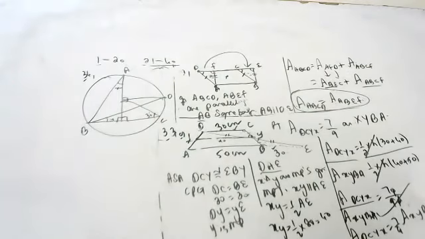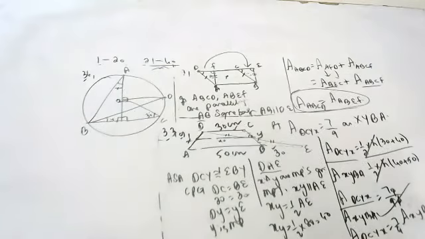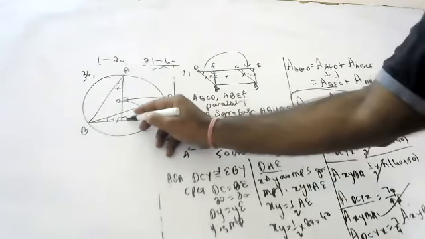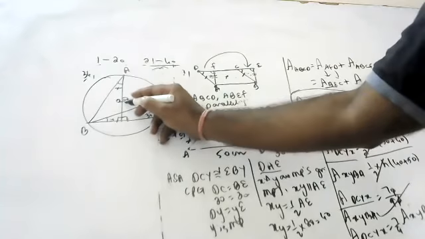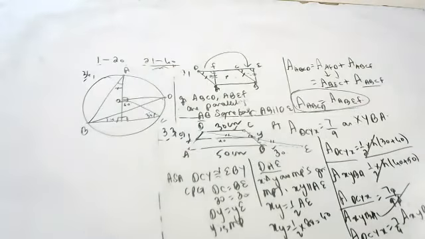Is any center given, children? O is the center, but O is not marked. Let's take this point as O. No problem, O is the center of the circle. So children, this is 30, this is 90. So obviously this will be how much? 60.